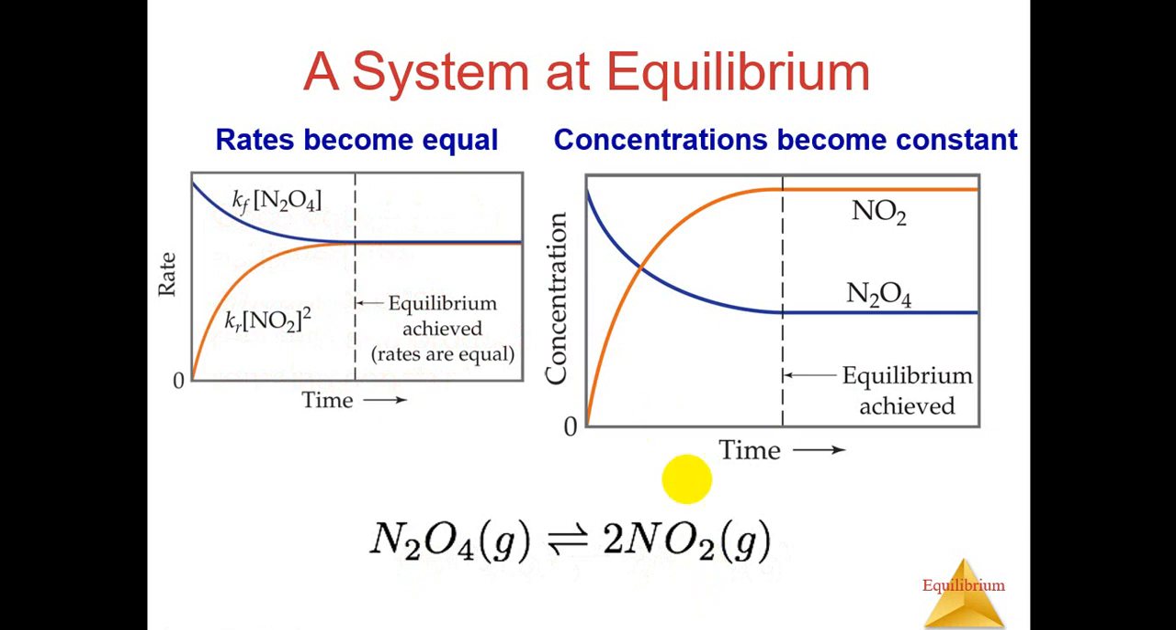So when we say that a system is at equilibrium, what we mean is that rates become equal. When you extrapolate here, the rate becomes equal. The concentration too, when you extrapolate from where they are overlapping to the y-axis, which is the concentration axis, they have equal concentration, equal rate.